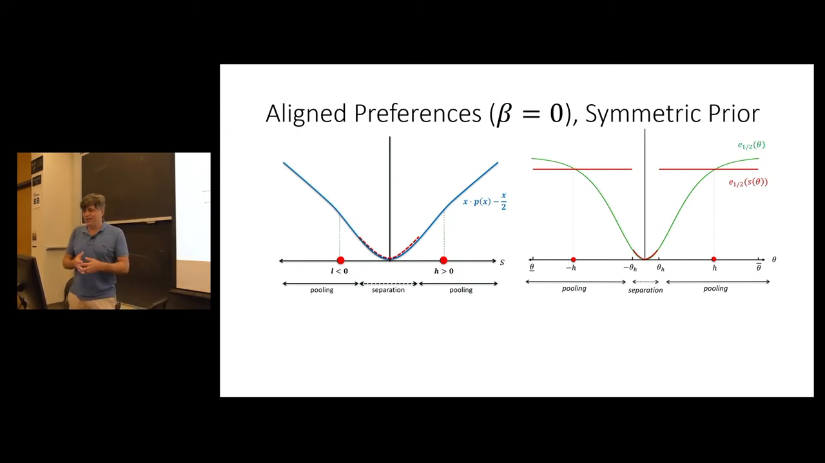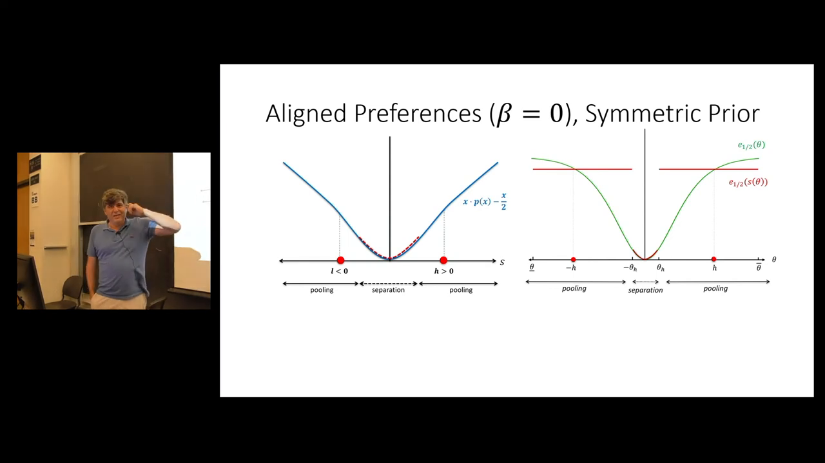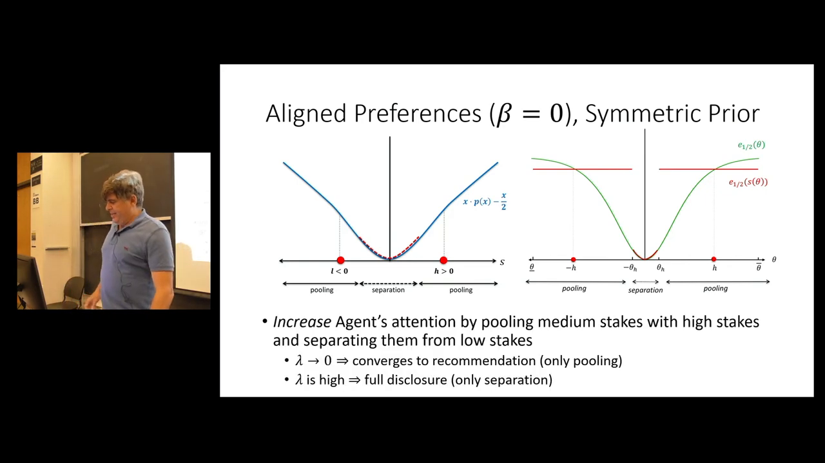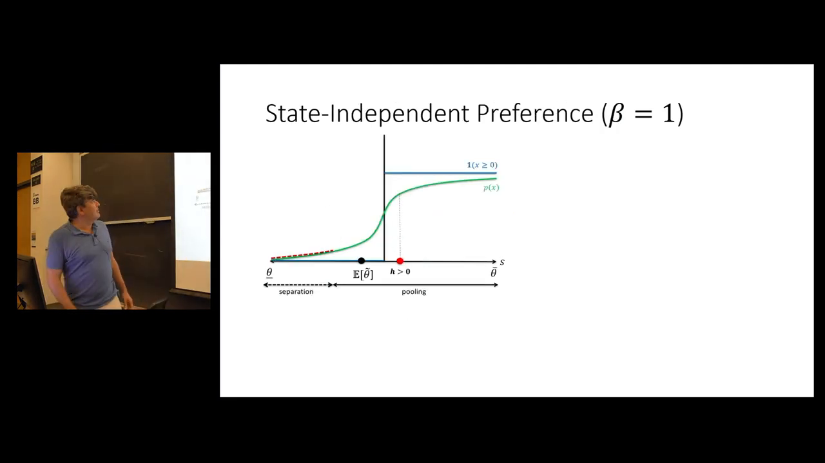Here's another intuition we have for why this is optimal. If you actually think about your attention function, it looks like this. So it also has this kind of concave, convex, concave shape. And here you want to increase the agent's attention, but how do you increase attention? You pull medium stakes with high stakes so that the agent will actually pay more attention because of concavity, but you separate the medium stakes from the low stakes so that the agent still pays some attention to them because he knows they're not close to zero. So that's another intuition.